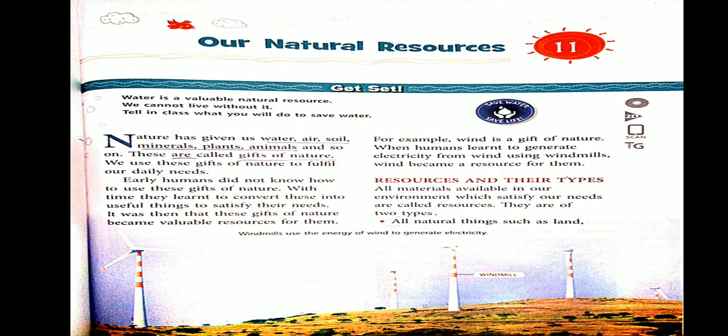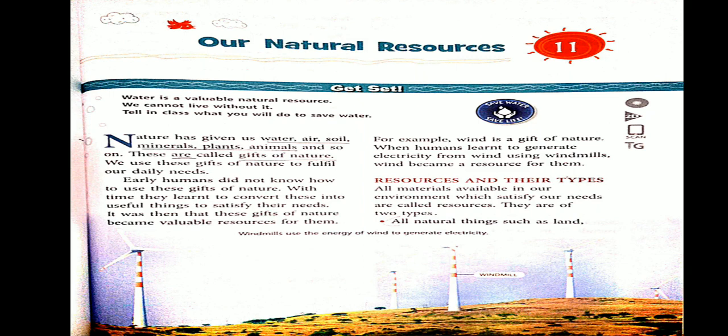See, nature has given us water, air, soil, minerals, plants, animals, and so on. These are called gifts of nature. We use these gifts of nature to fulfill our daily needs. For example, wind is a gift of nature. When humans learned to generate electricity from wind using windmills, wind became a resource for them.